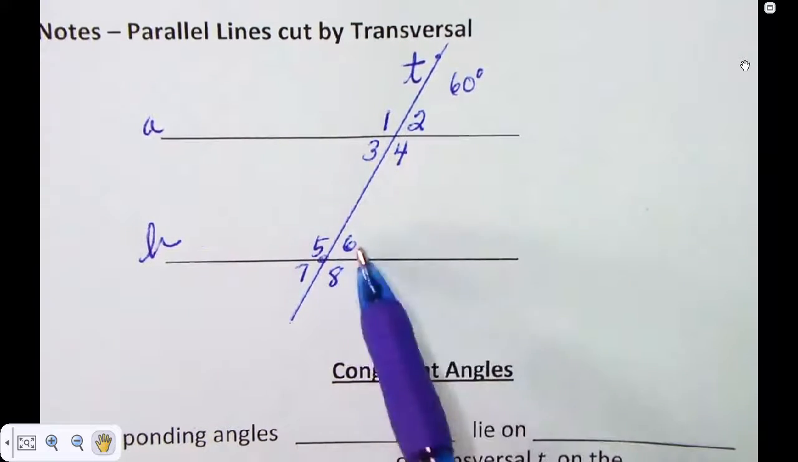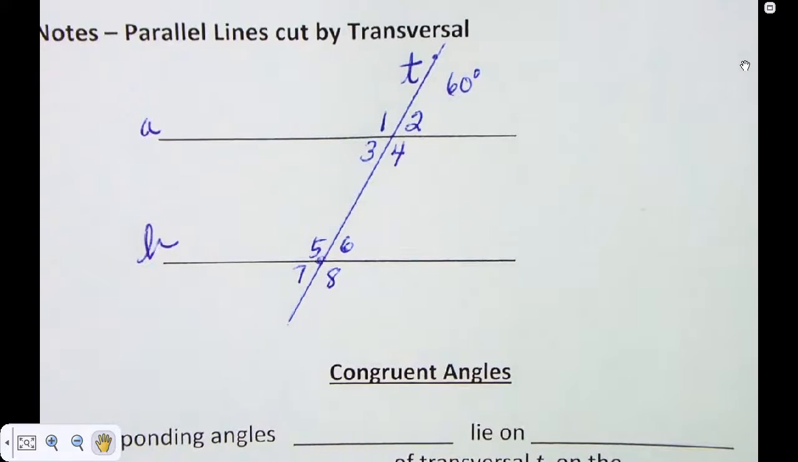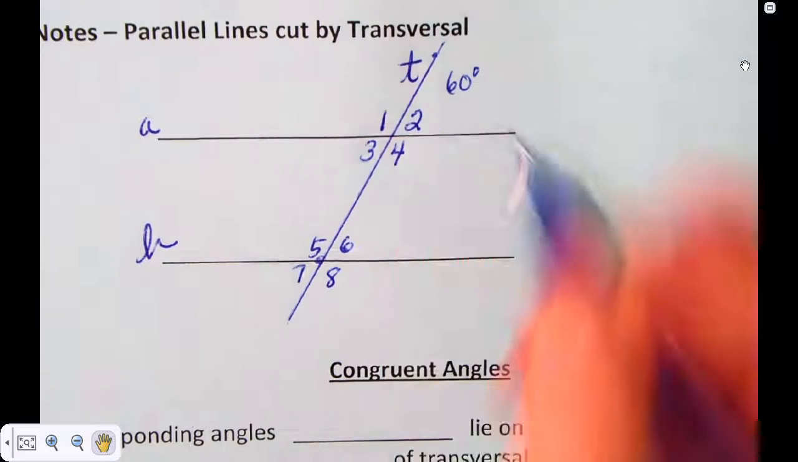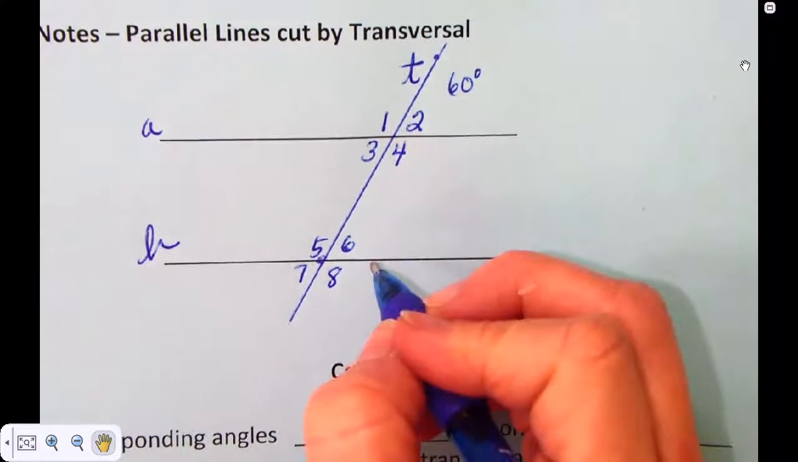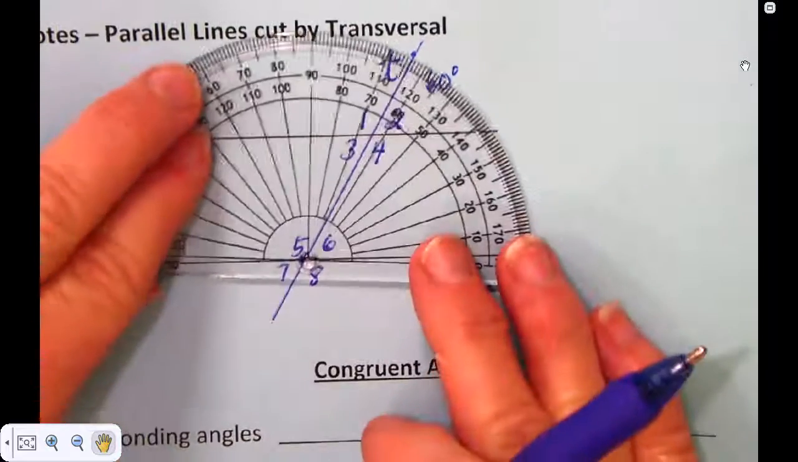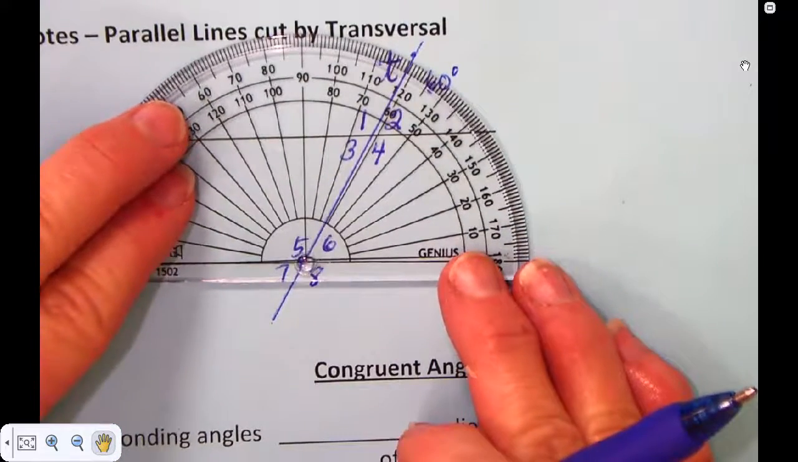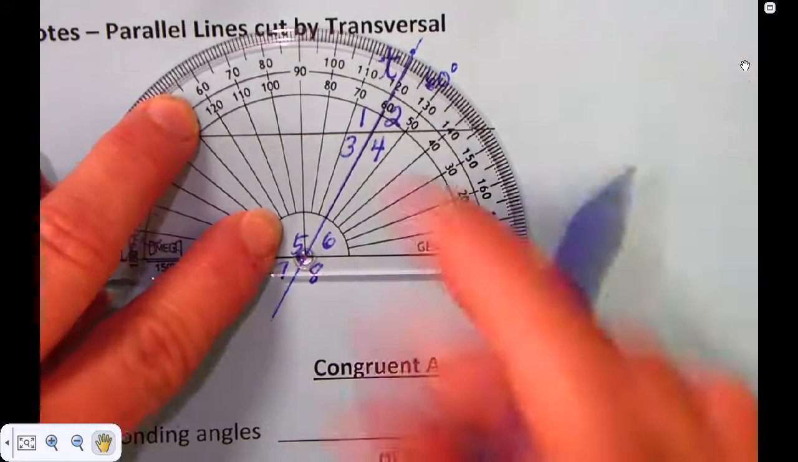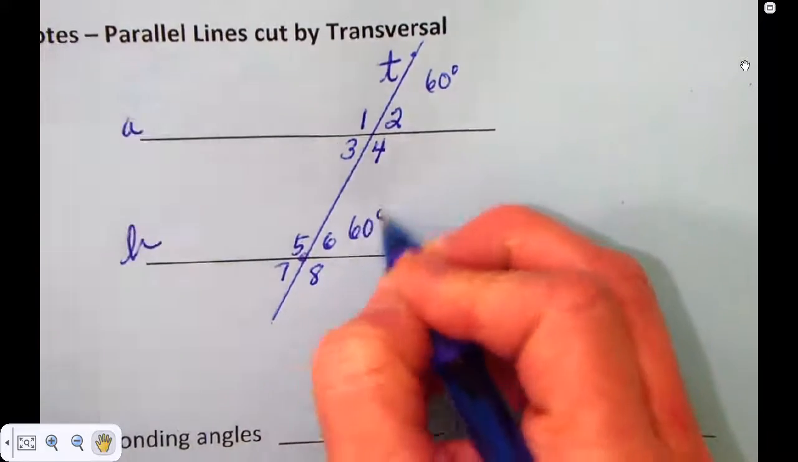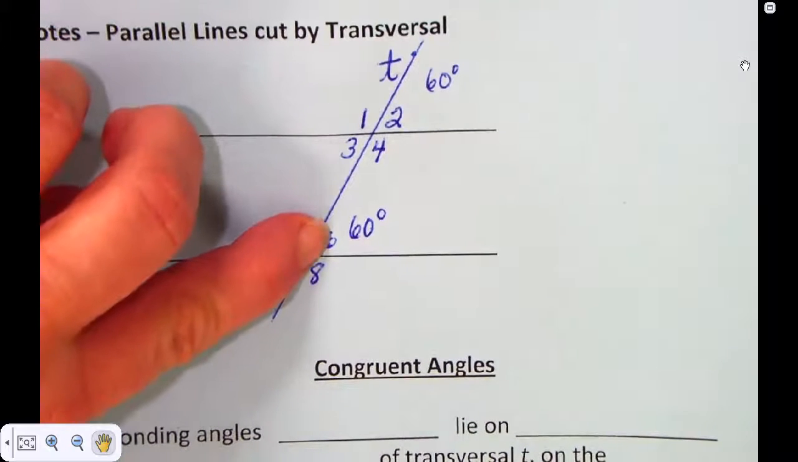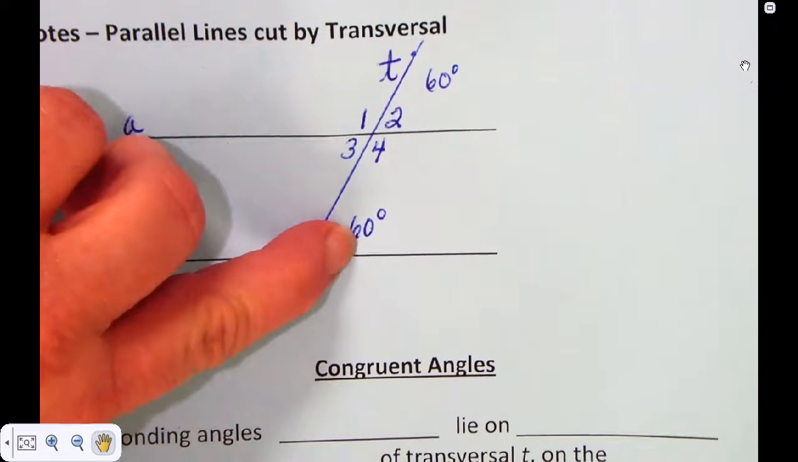1, 2, 3, 4, 5, 6, 7, 8. Now, if this is 60 degrees, this angle, oh, whoa, I did it again. Angle 6 is the one we measured. Right? Angle 6 is the one we measured down here. Okay? So this is 60 degrees. I put it in the wrong spot. I apologize. So angle 6 is the one that we did originally, and that was 60 degrees.